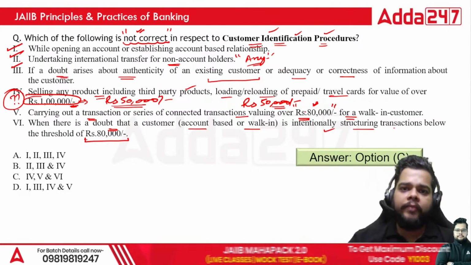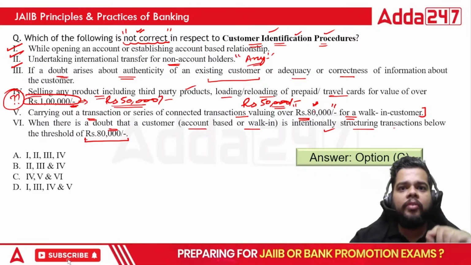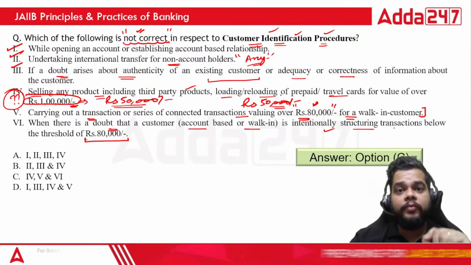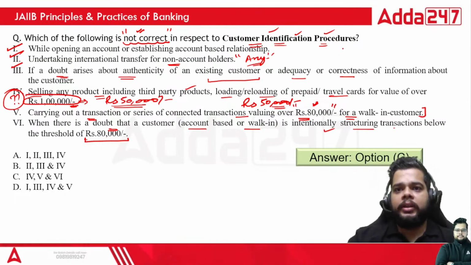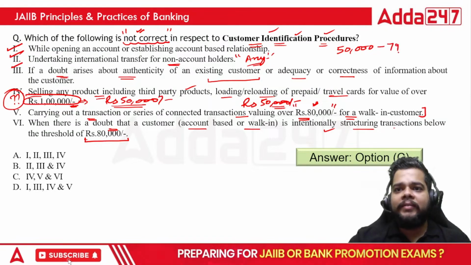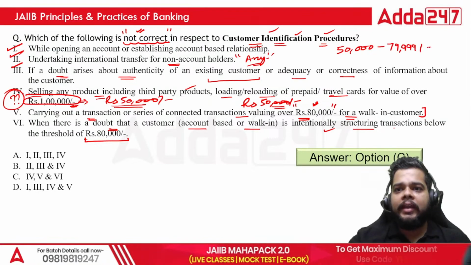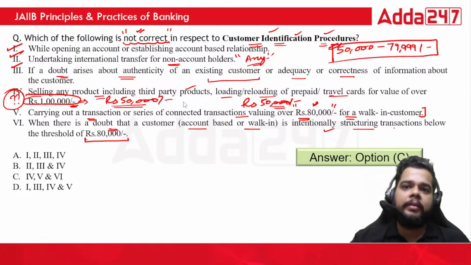See, when we talk about this particular statement, although if a value of transaction is 80,000 also, we must go for CIP. But this statement excludes the range of transaction between 50,000 to 79,999, and that is also included in the CIP. That is why this statement is wrong.